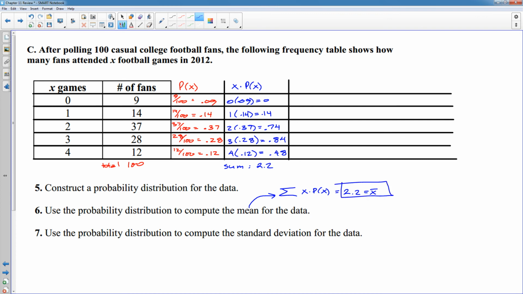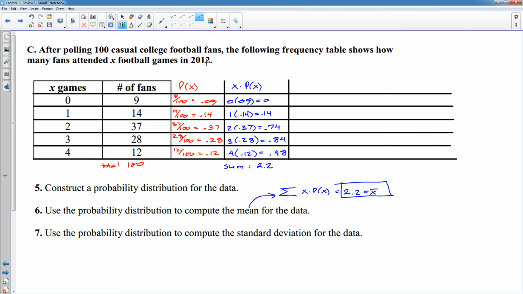You simply add those together. And 2.2 seems reasonable. That's going to tell you the average number of games attended by a casual college football fan, whatever that is. If you look at this data, about 2.2 games makes sense. If you look at where they're all falling, the largest category was 2, and then 3. So 2.2 seems about right for the average.